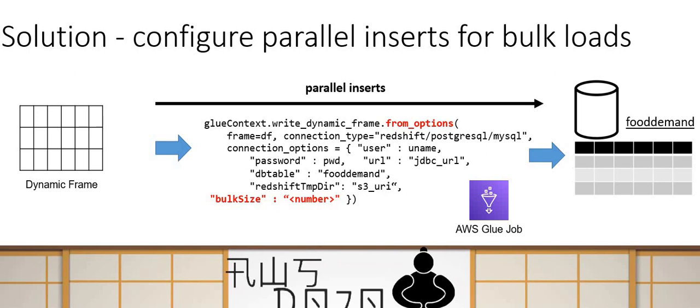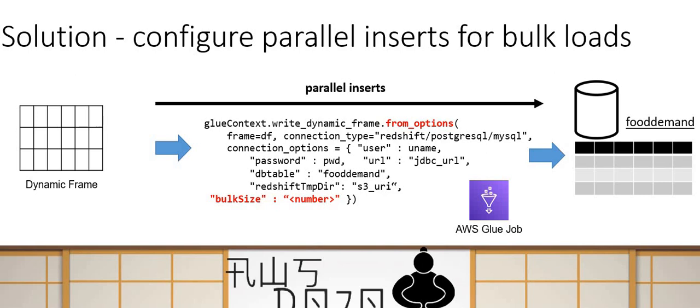Keep this in mind when you're doing this. Each of these bulk inserts will actually create its own connection. So your target table should allow that number of parallel concurrent connections. That's something you need to take care of. Otherwise, it's pretty straightforward and simple code where you simply add one more option as a part of connection options, bulk size, and the number you put here, that many parallel inserts will run to ingest data into your table.